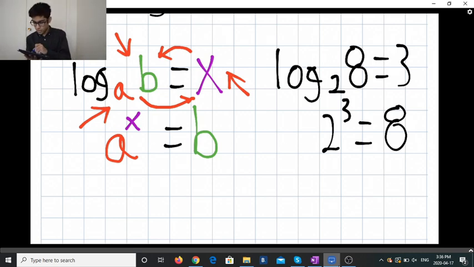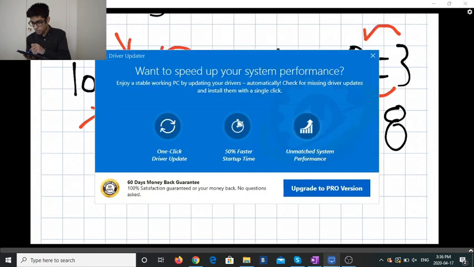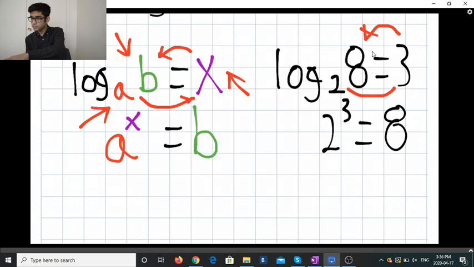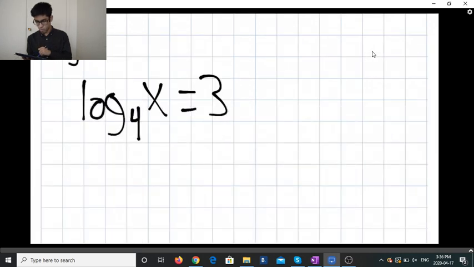If you want to look at this example, 2 to the power of 3, that circle again, is equal to 8. Let me get rid of that. Okay, there we go. So log base 2 of 8 is equal to 3. That's all there is to logarithms. If you are familiar with this basic notation, you should be good to do the problems. So I'll go ahead and go to the problems that I have set up.